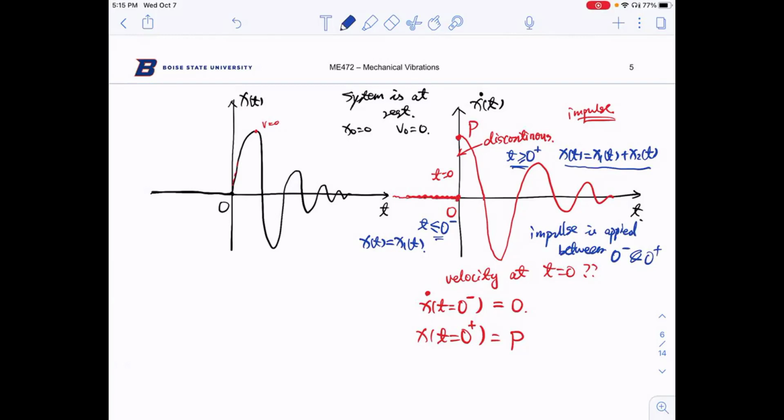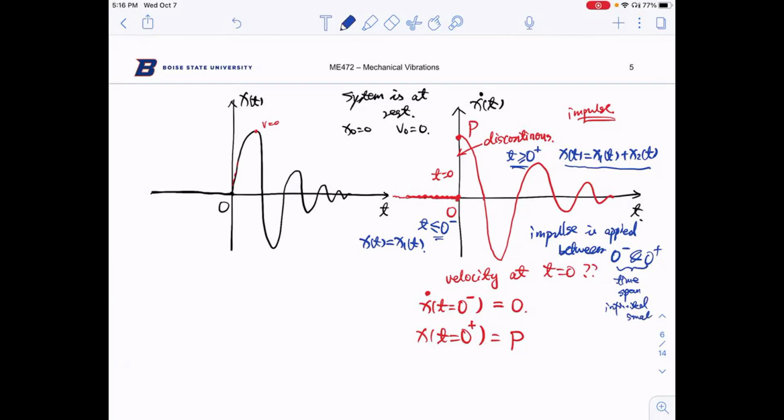Before time is smaller than 0 minus, no impulse is applied. Once time is greater than 0 plus, the impulse is already applied. So the impulse is actually applied between these two time points, and these two time points are infinitely small. This time span is infinitesimal. Right. It's just that very minuscule moment that we apply the impulse, correct?